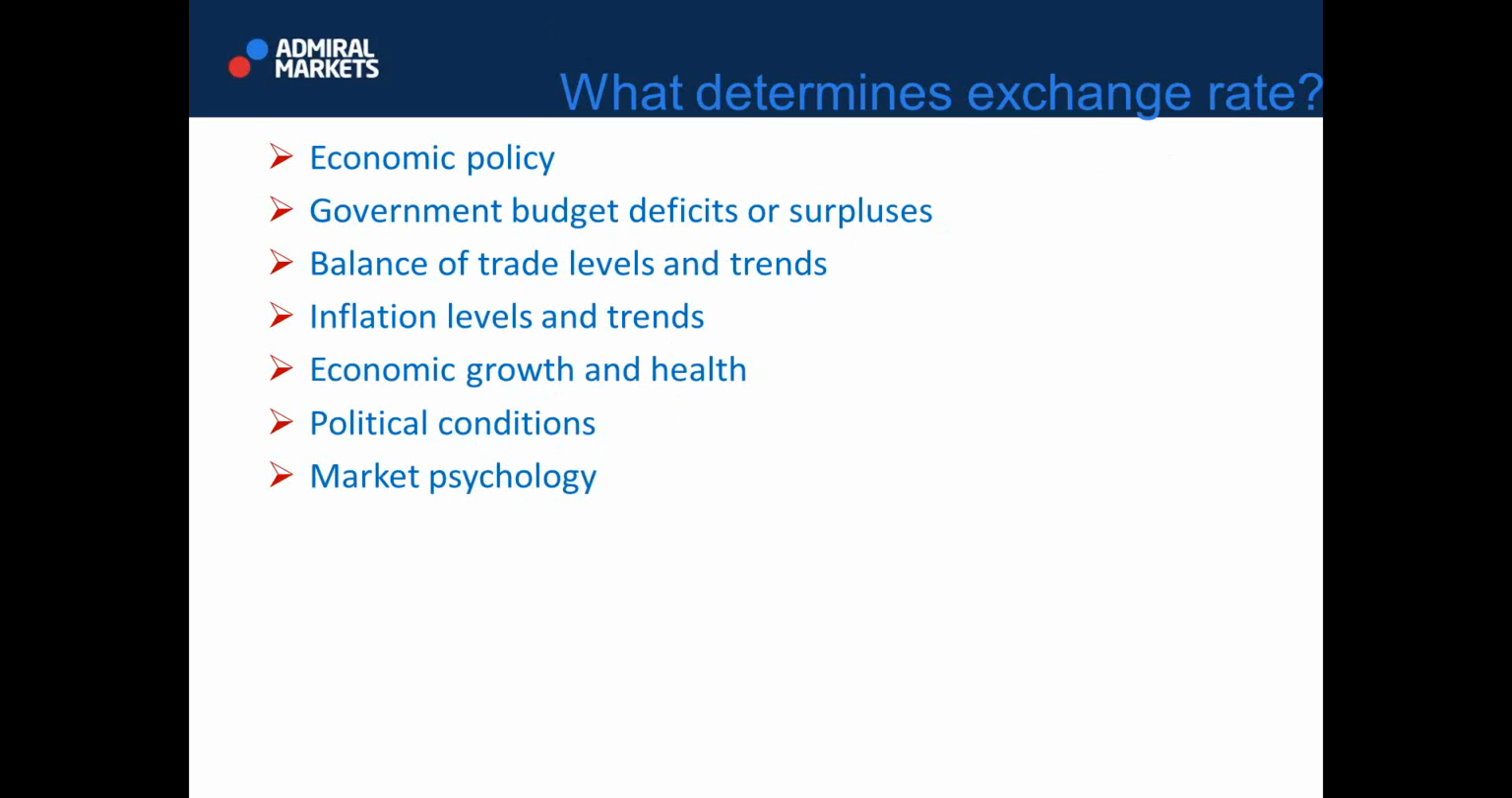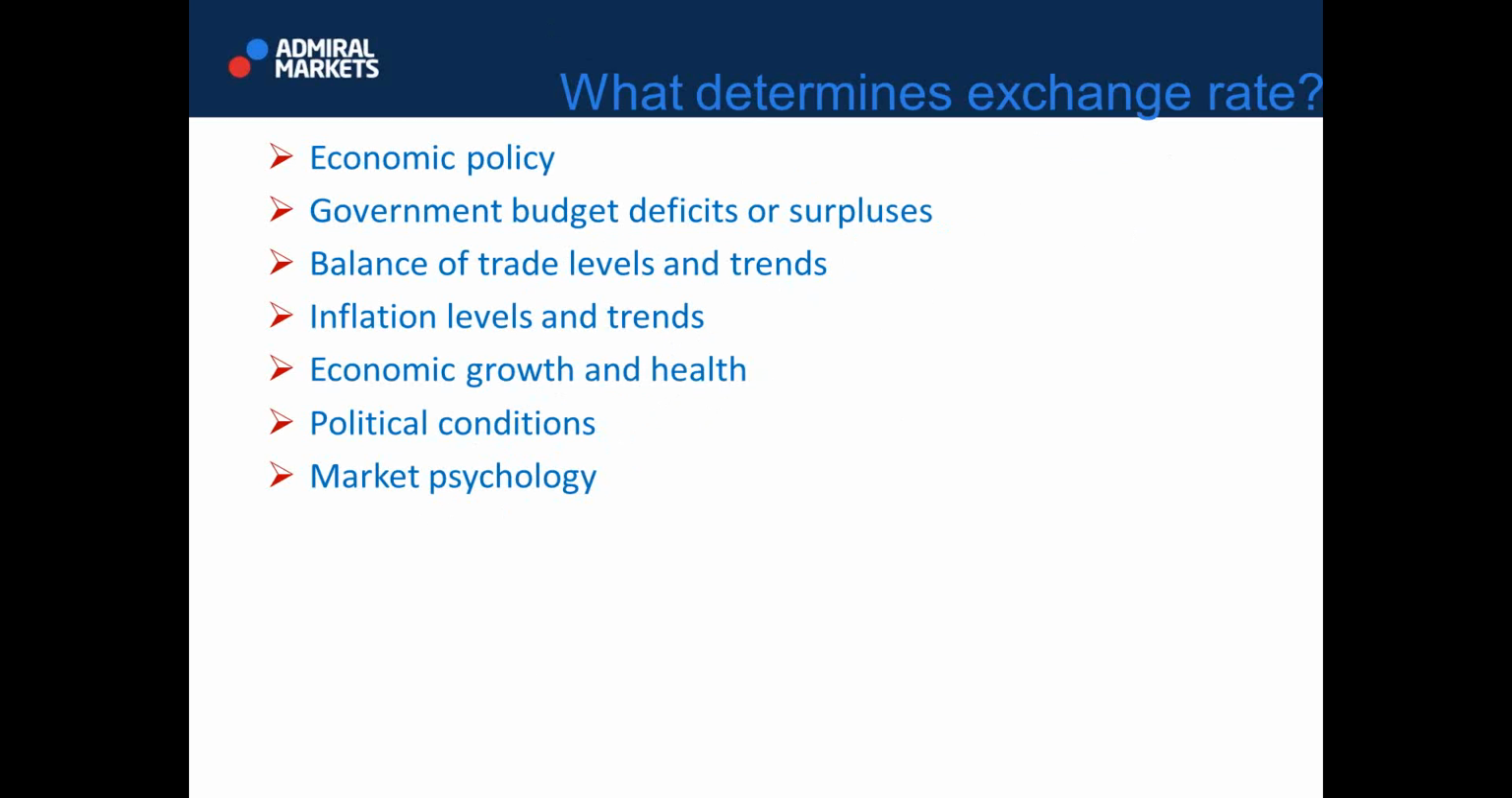Then we have government budget deficits or surpluses. Basically, the market usually reacts negatively to widening government budget deficits, and there is usually a positive reaction if there is a narrowing of budget deficits. The impact of that policy is reflected in the value of a country's currency. So the value of a country's currency is reflected through government budget deficits or surpluses.